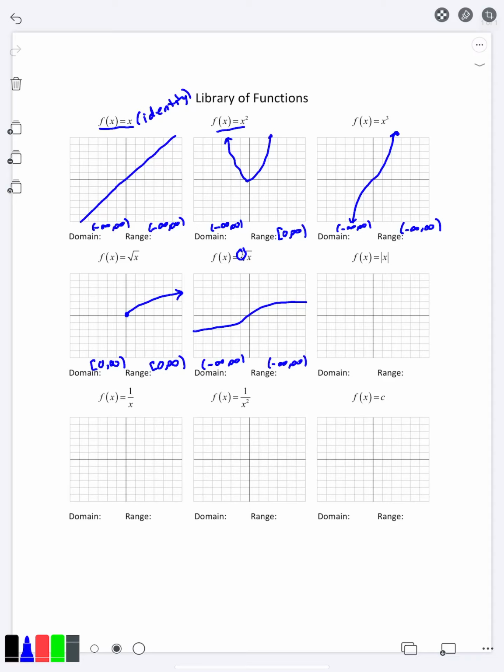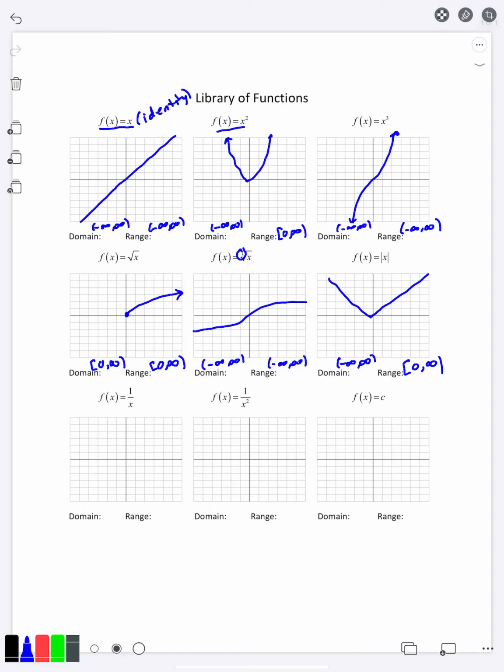Then we're going to go away from the radicals here and get an absolute value. Absolute value is basically the V shape here with a nice crisp point at the origin. This one will have a domain, negative infinity, positive infinity, and a range of 0 to infinity.